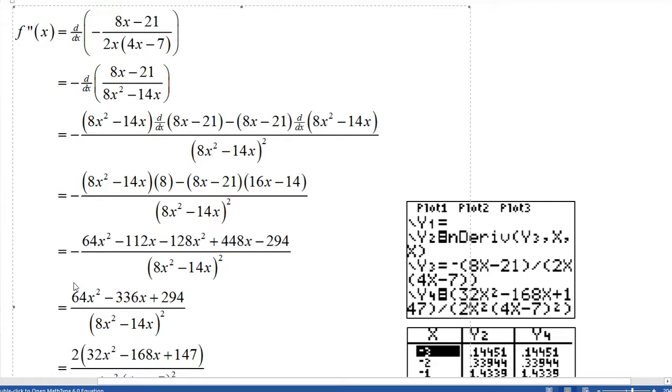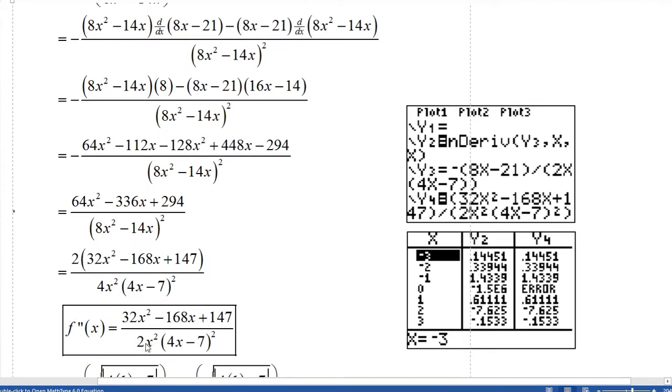I actually also ended up with a negative leading coefficient, so I distributed this negative back out through there. And that's how I came up with this version. So that's where the negative went in the front. And then I factored the 2 out of the numerator and canceled the 2 with the 4 here, and left it like this for the final answer. So again, you can see the second derivative is also undefined when x is 0 or x is 7/4.